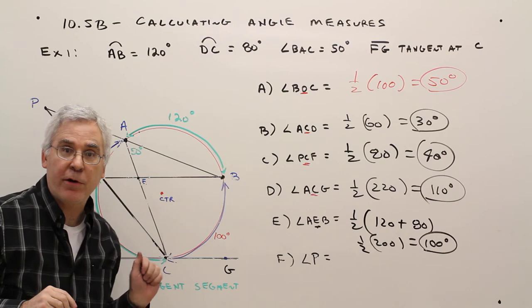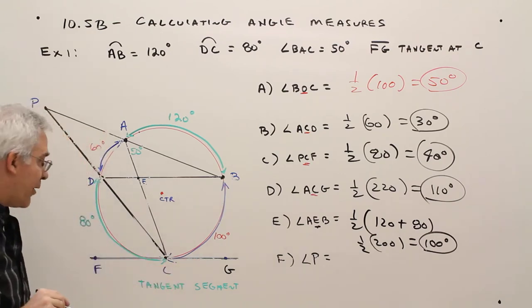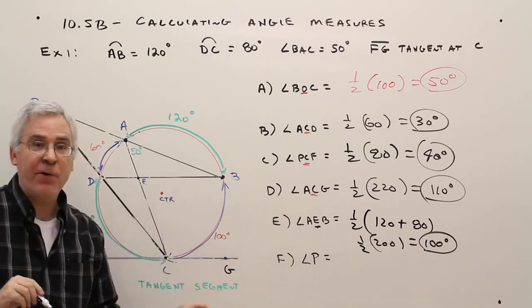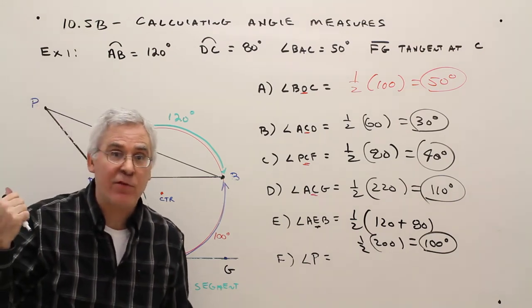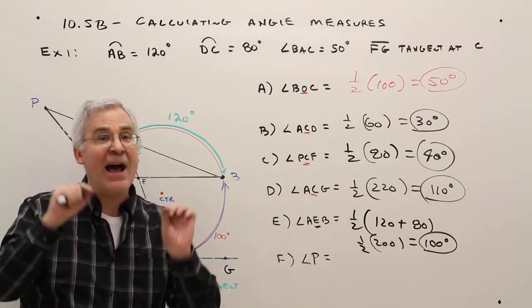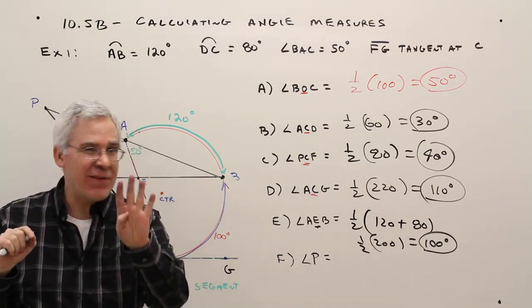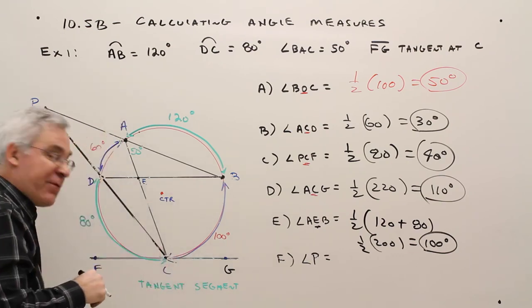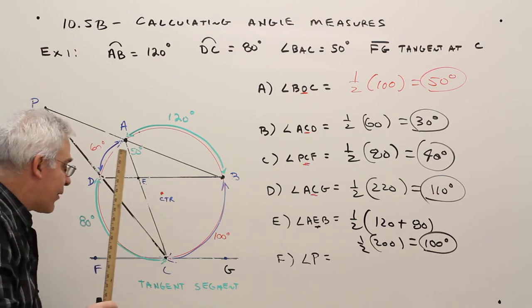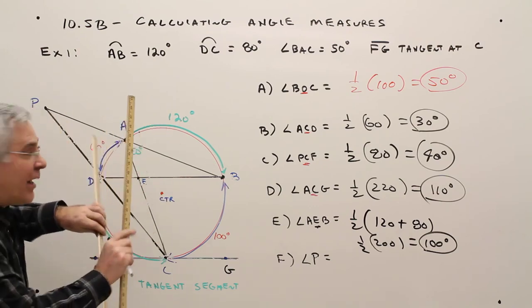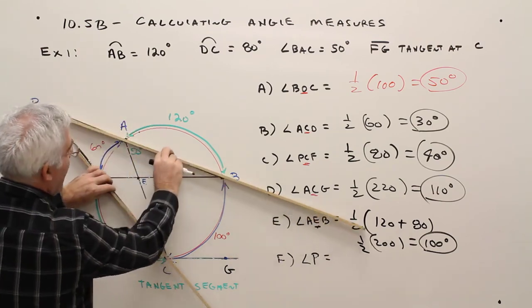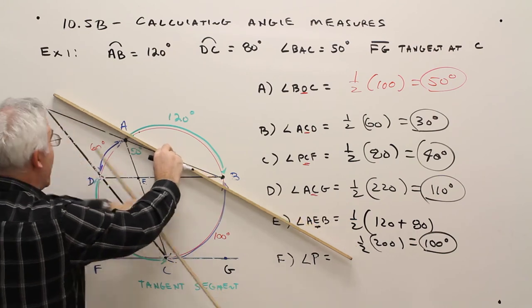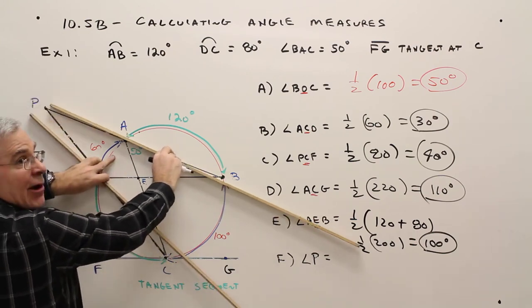Again, show your work. Finally, angle P, that vertex is outside the circle, so that's going to be half difference. You just have to memorize those general statements that we went over before. Half the difference of the intercepted arcs. So let's grab our pencils again, or rulers in this case. And the intercepted arcs would be this one of 100 and this one here of 60.